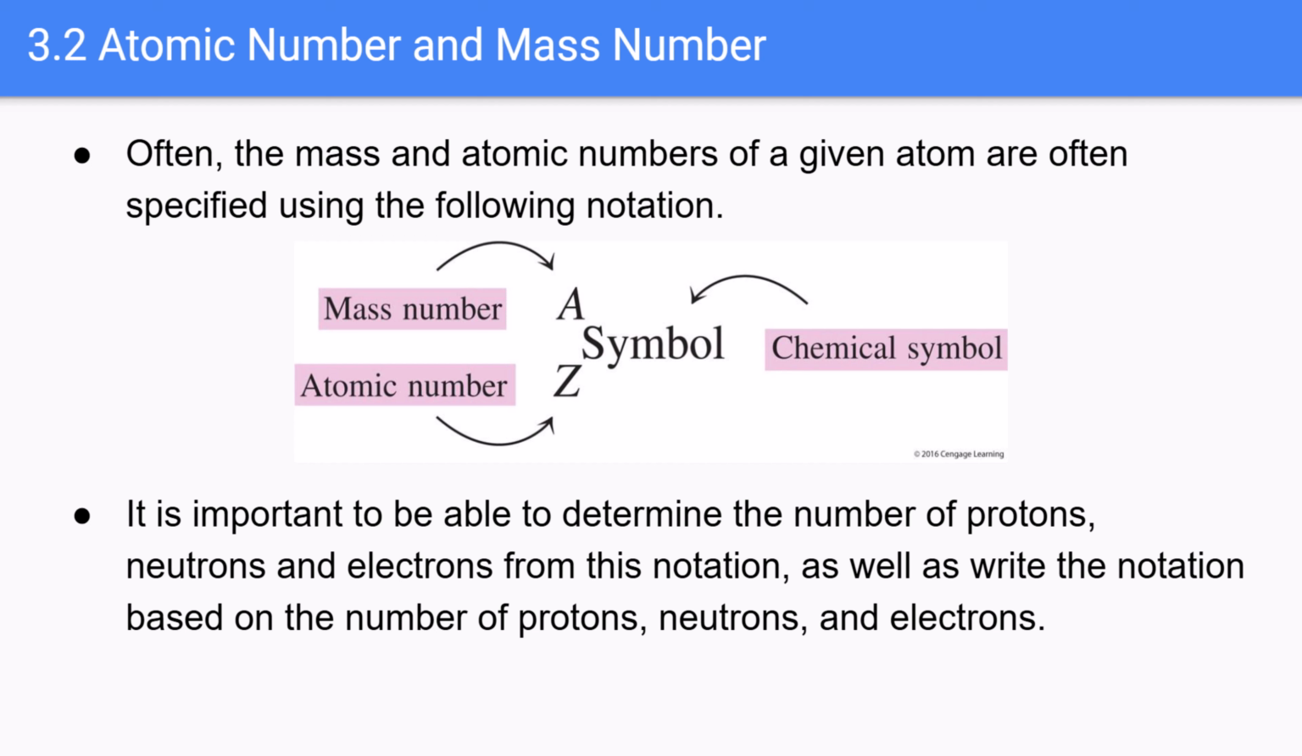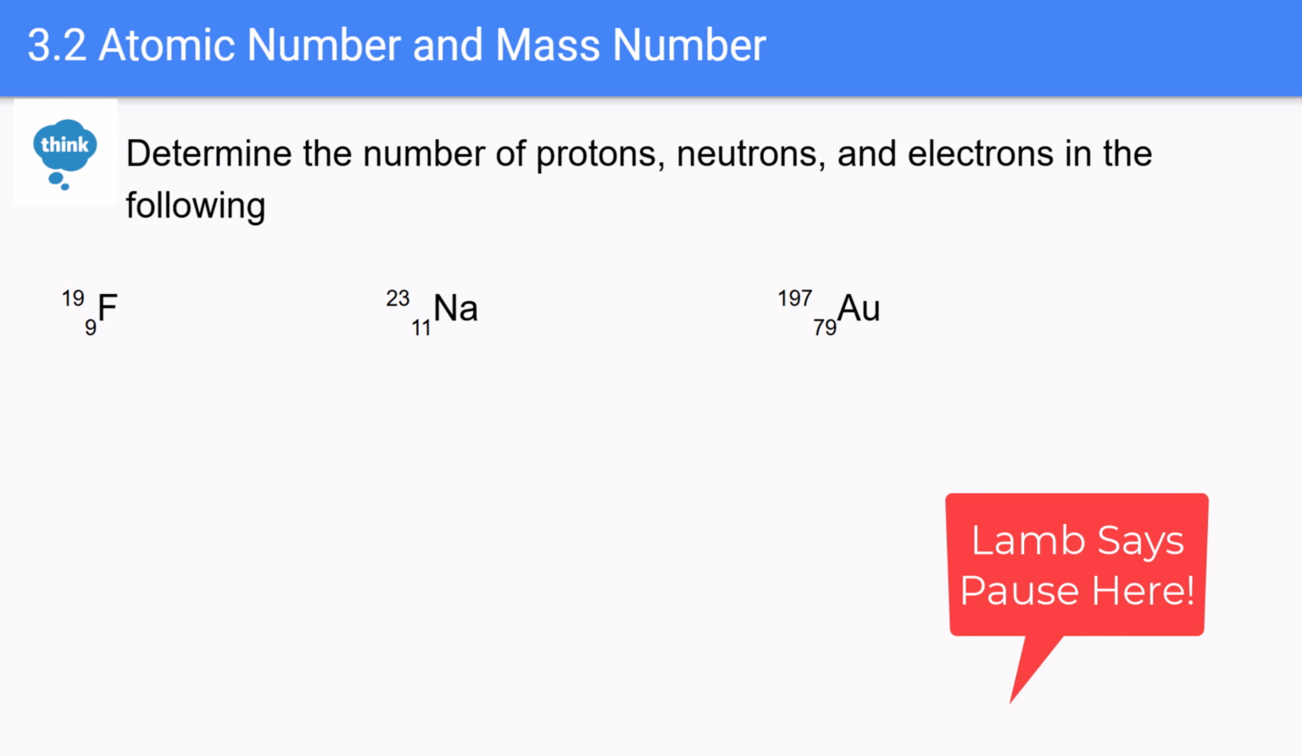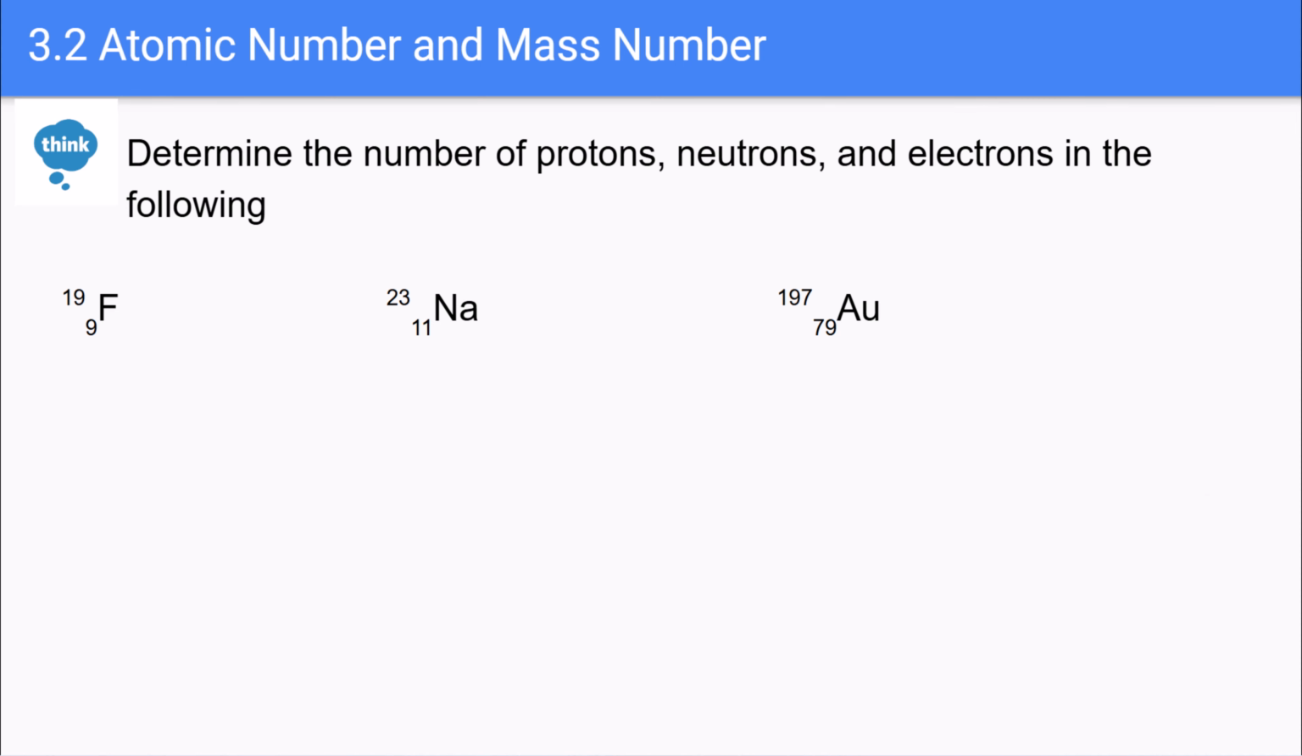So we should be able to determine the number of protons, neutrons, and electrons from this notation, as well as be able to work backwards and utilize the notation to determine the number of protons, neutrons, and electrons as well. So given that information and the information that I've posted up here, I'd like you to take a couple moments and go through and try to determine the number of protons, neutrons, and electrons that are present in these particular atoms. I'll give you a few moments, pause the video, and then we will work through these together here in just a moment.